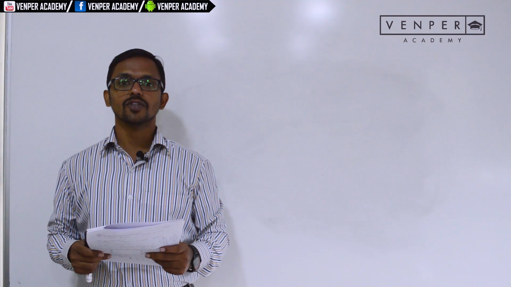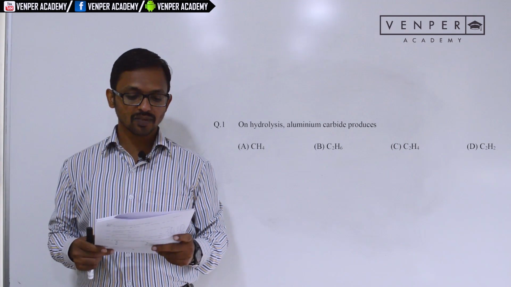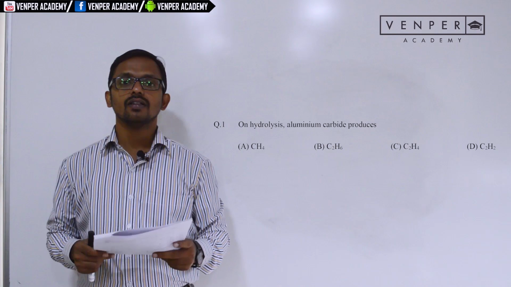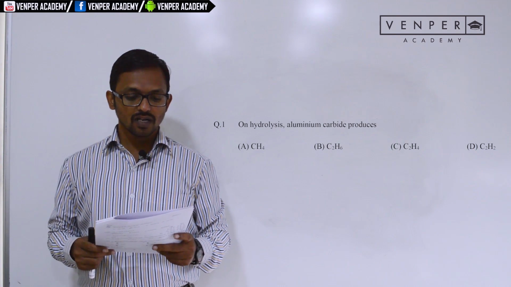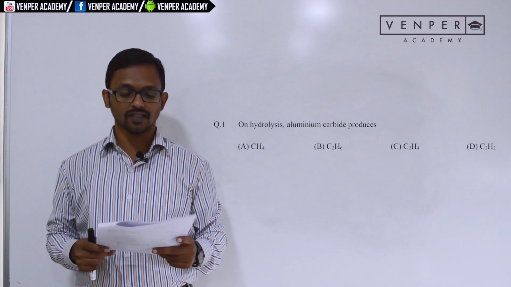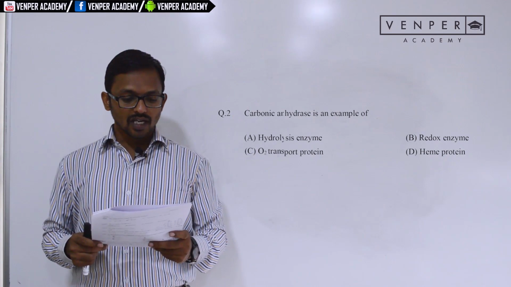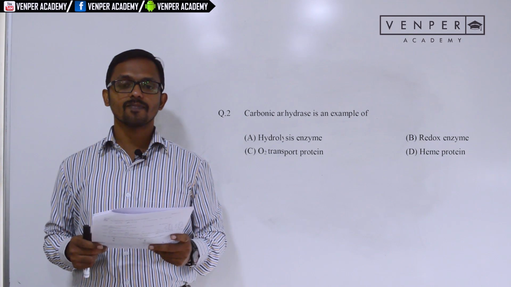JAM 2018 Chemistry Solutions. Question number 1. On hydrolysis, aluminum carbide produces. In the given 4 options, aluminum carbide when it reacts with water gives methane. So, option 1 is the correct answer. Question number 2. Carbonic anhydrase is an example of.